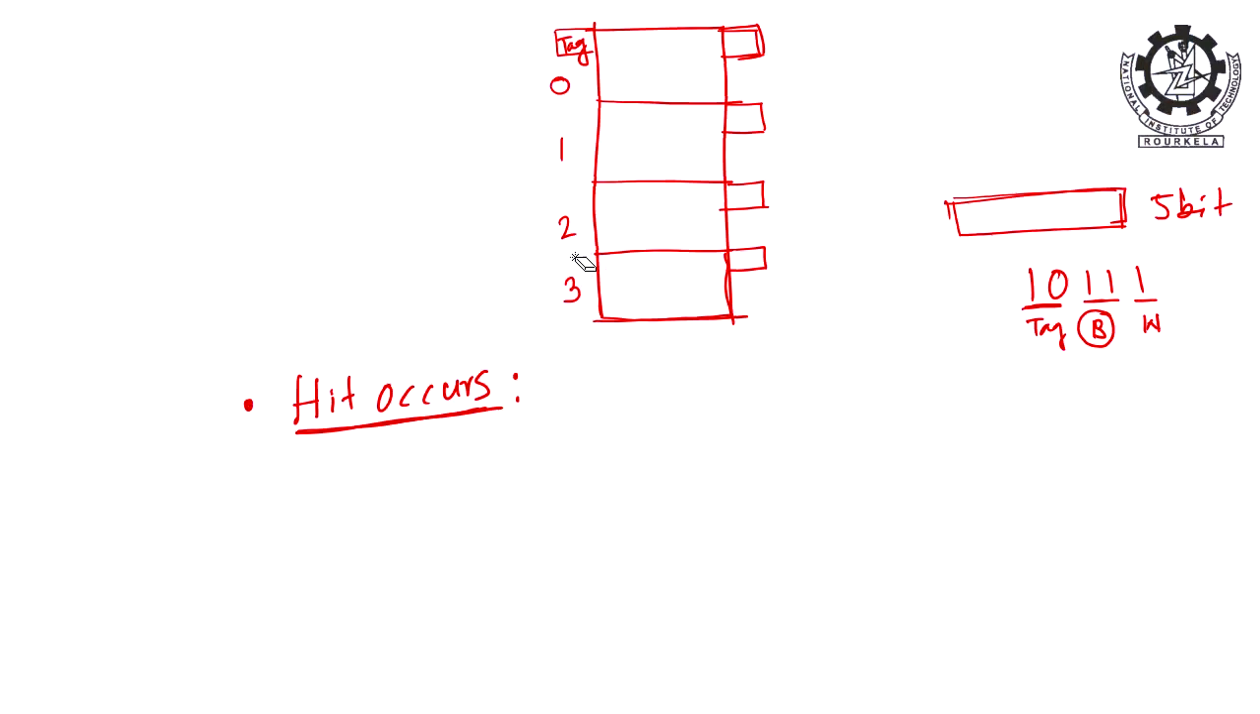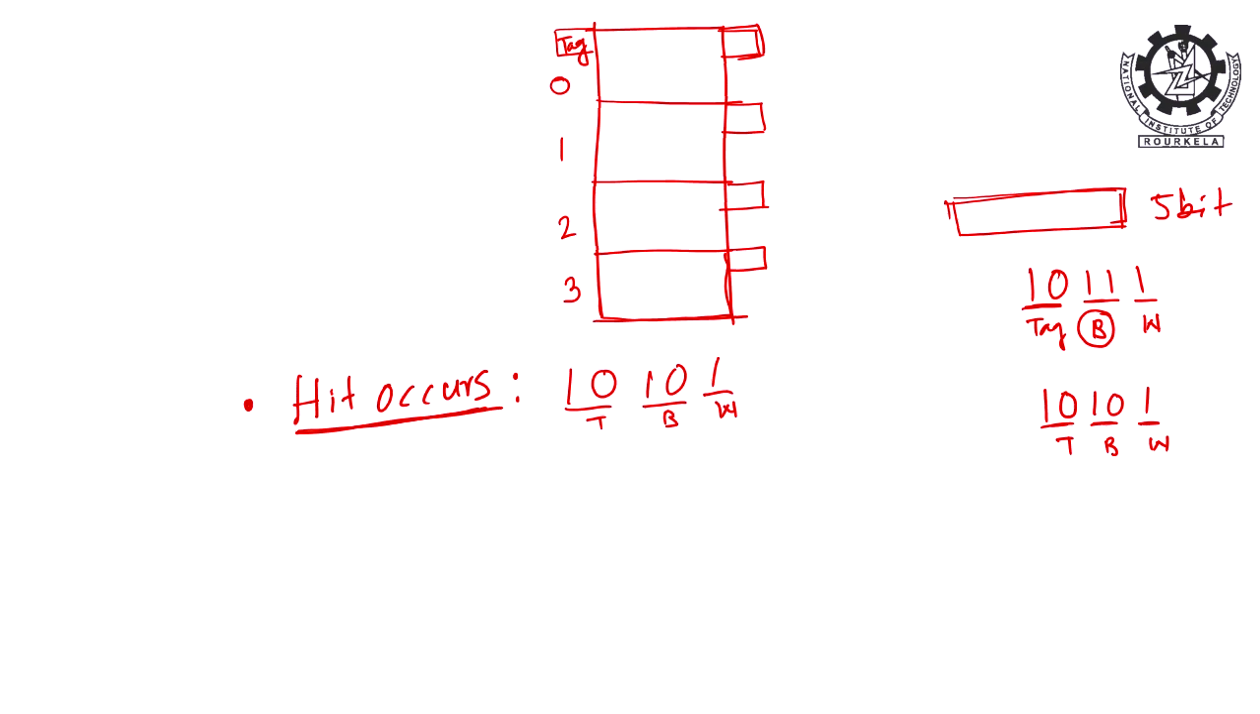So when a hit occurs, let us say the processor wanted one address, let us say 1 0 1 0 1. This is tag, this is block, and this is word. The processor generates this address, 1 0 1 0 1.